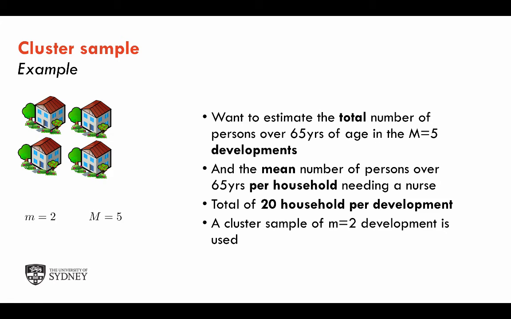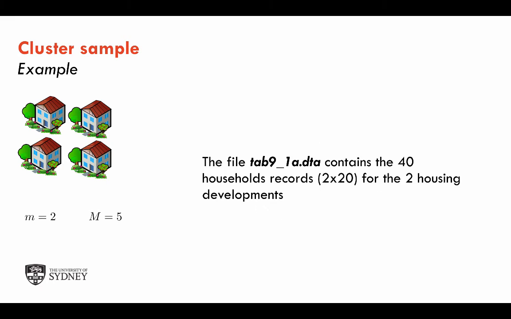Now let's see how we're going to implement these estimators in the software. The example is the same. We want to estimate the total number of individuals with age above 65 in the 5 developments, and also the mean number of individuals with age above 65 that need a nurse. Okay, so we have 2 clusters of size 20 each, so I have a total sample size of 40 houses in this case.